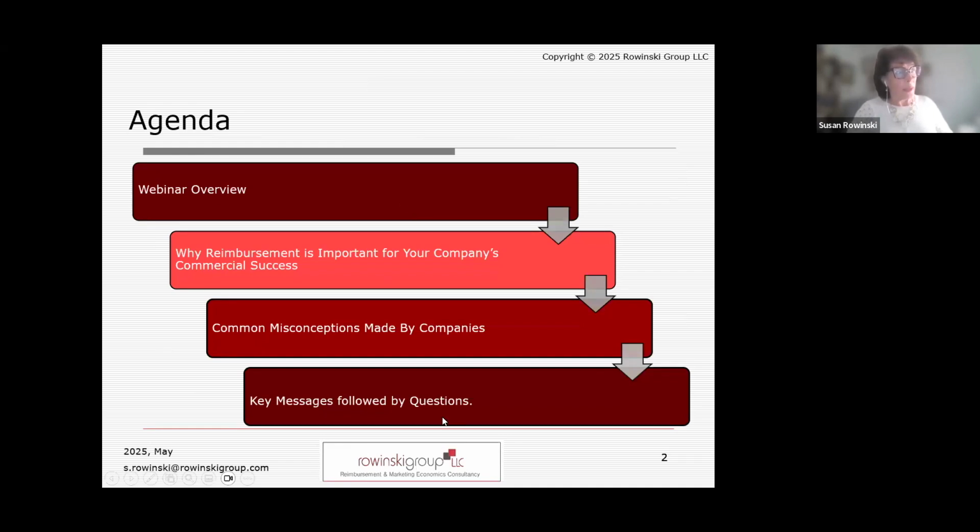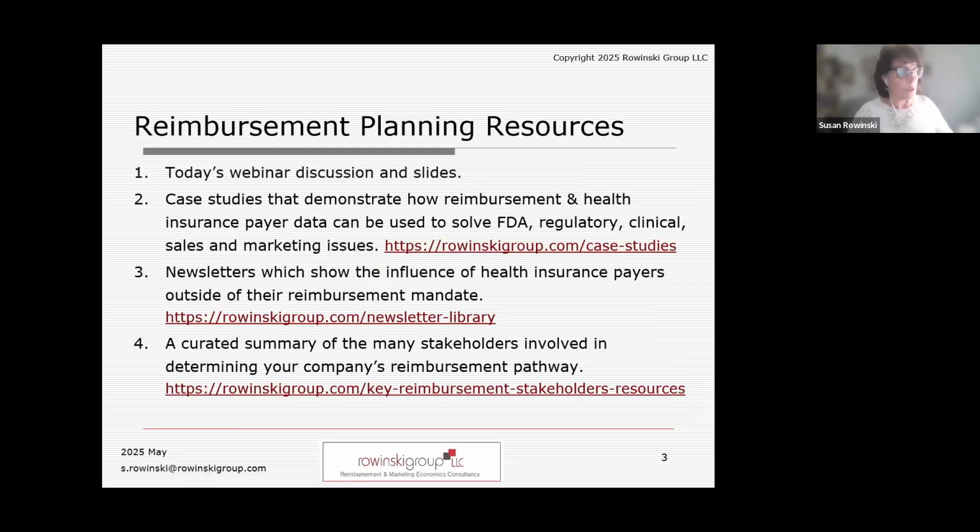For our agenda today, I've got 4 items. I'd like to spend a few slides on an overview as it relates to the webinar, and this has more to do with some resources I'd like to share with people. And I'd be remiss on our second item, I've got a couple of slides. I think it's important to understand why reimbursement is important for your customers, and particularly your company's commercial success. Once again, we're talking U.S., not outside the U.S. We'll move into a couple of misconceptions that are made by companies, and then we'll wrap up with a summary of key messages, followed by questions sent in through the chat.